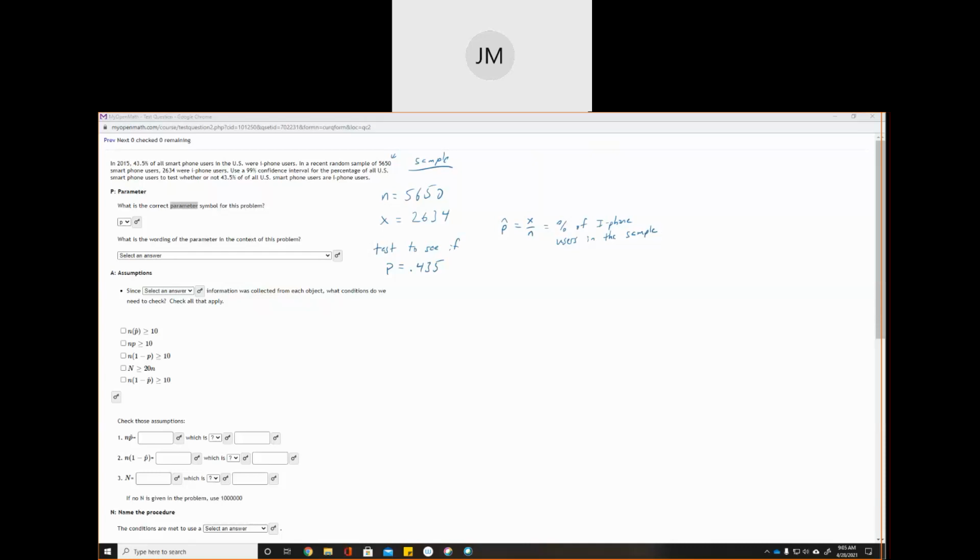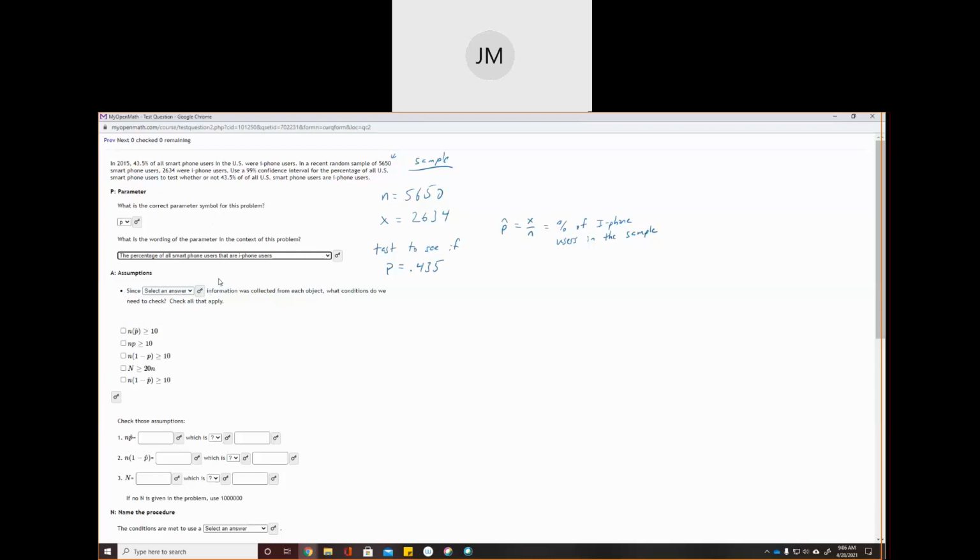Okay, so now what's the correct wording for my population parameter P? I can actually pick that right out of the paragraph, right? This is going to be the percent of all smartphone users in the US that were iPhone users. Okay, and again, that's the thing that we want to check, right? Use a confidence interval for the percentage of all US smartphone users to test whether or not they're iPhone users. Okay, so the parameter is the percentage of all smartphone users that are iPhone users.